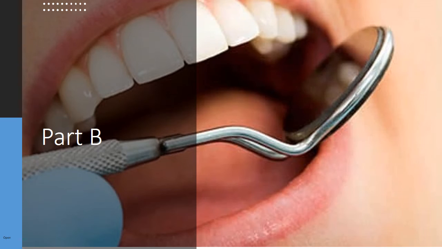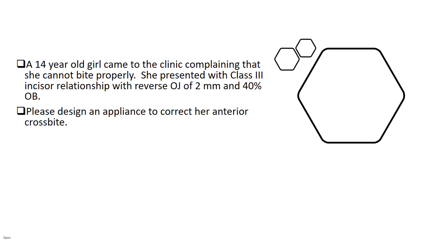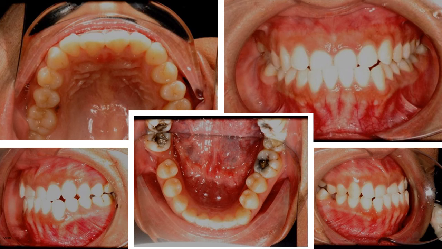For part B, the question is: a 14-year-old girl came to the clinic complaining that she cannot bite properly. She presented with a class 3 incisor relationship with reverse overjet of 2 mm and 40% overbite. Please design an appliance to correct her anterior crossbite. These are the intraoral photos that have been given.